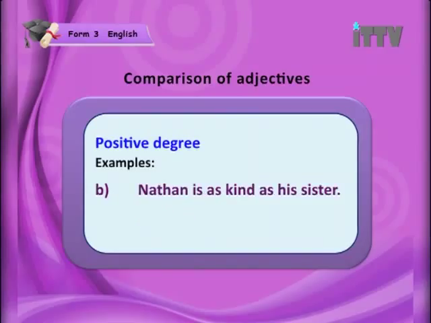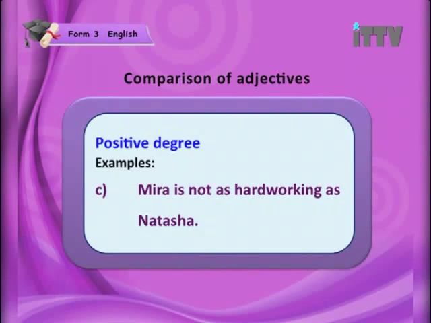Next, Nathan is as kind as his sister. So here, the adjective describes Nathan and his sister as both being kind. So that's why we say Nathan is as kind as his sister, same level. Next, Mira is not as hardworking as Natasha.